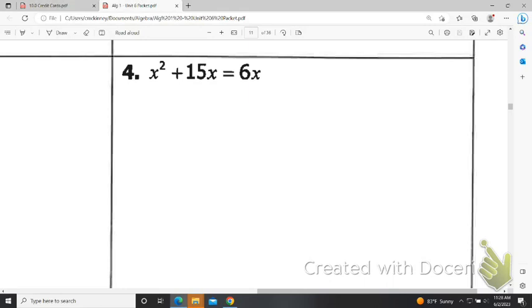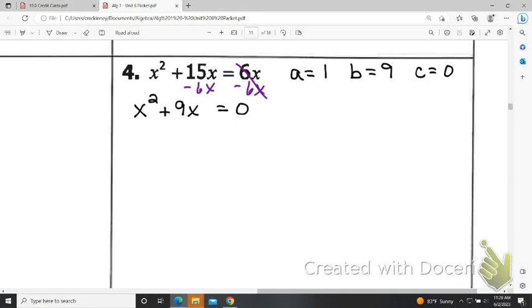All right, I've gone to number 4, and again, we need to make sure we get it set equal to 0 first. So we're going to subtract the 6x, get it over there on the same side. He does have someone to combine with, so we should do that. So I end up with plus 9x equals 0. So here, A is 1, B is 9, and C is 0. We don't have a constant. And now we're going to plug those things into the quadratic formula. If you want to just give yourself a little challenge, put me on pause and then see if you put things in the right place, feel free.